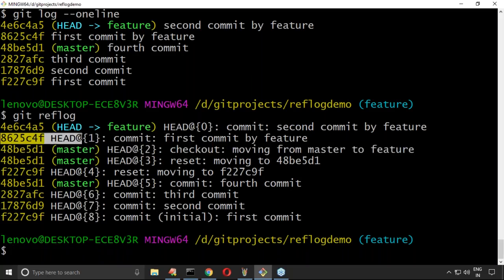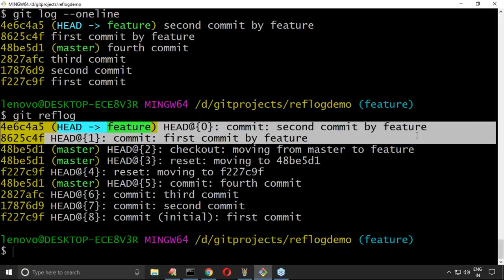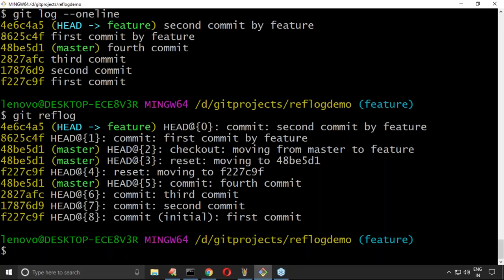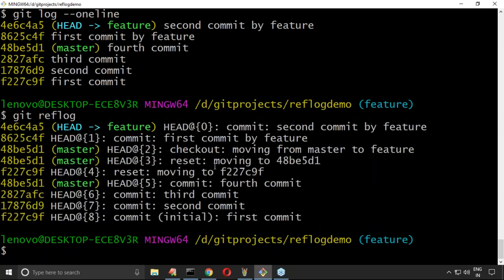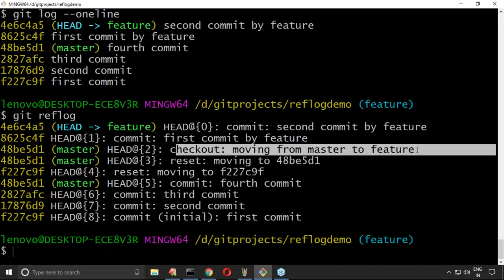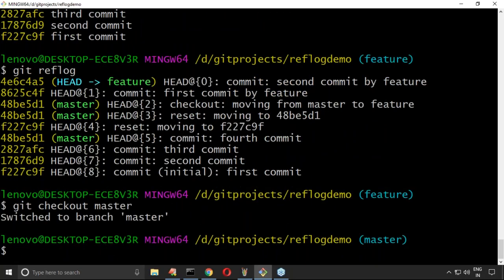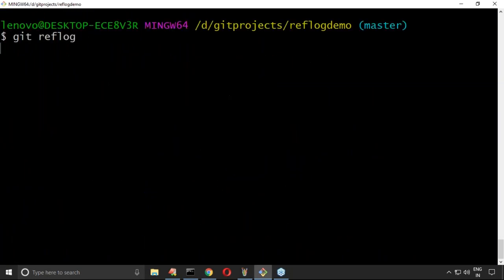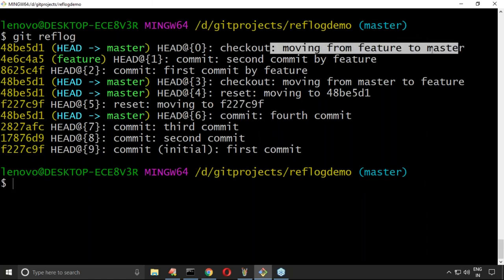Next, in the feature branch we did the first commit. Next, this is the second commit we did in the feature branch. Are you seeing the difference between git log and git reflog? It is showing the flow also. We are moving from master to feature. We moved from feature to master, suppose I use git checkout master. Now observe, it switched to the master branch. Now let me check. Yes, it is telling that checkout moving from feature to master. So the complete history by default you can see by using git reflog.